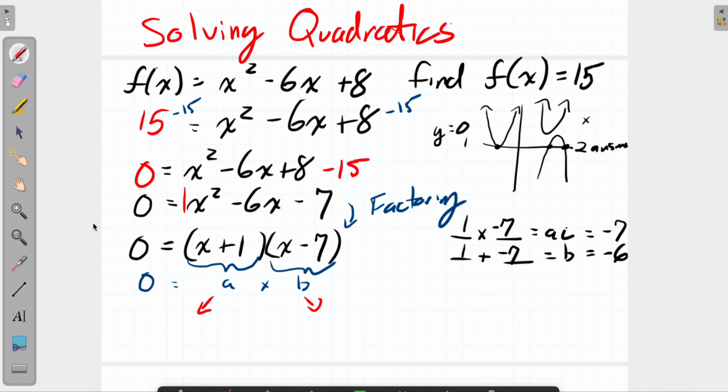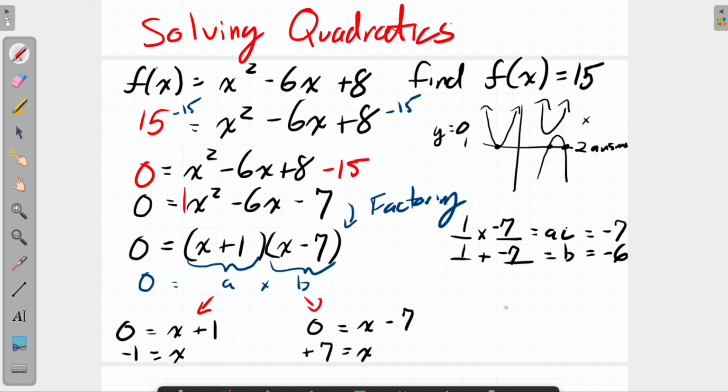We say that 0 is equal to the first set of brackets, which is x plus 1, or 0 is equal to the second set of brackets, term B, x minus 7. We isolate for x, so we move 1 to the other side. You get -1 is equal to x. And in this case, you get x is equal to +7.